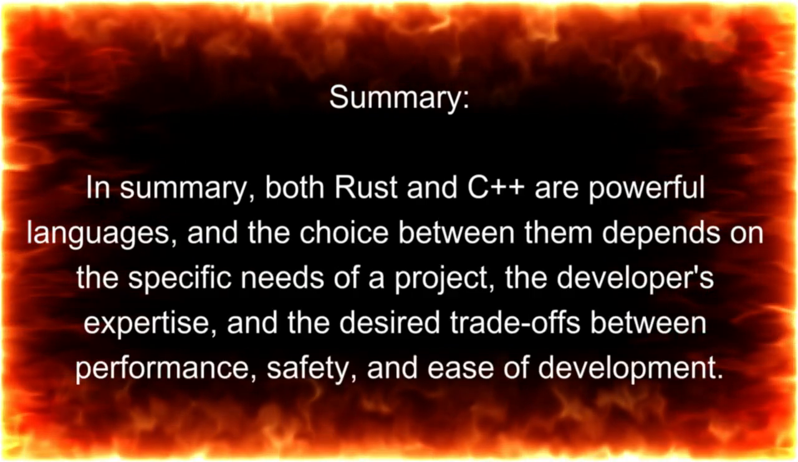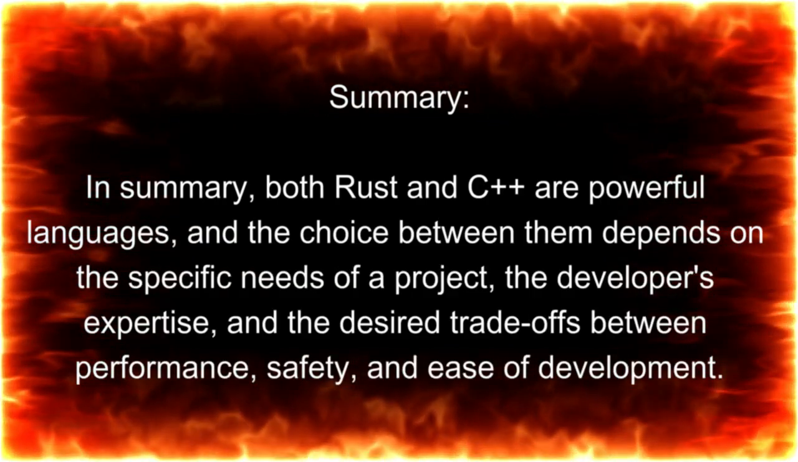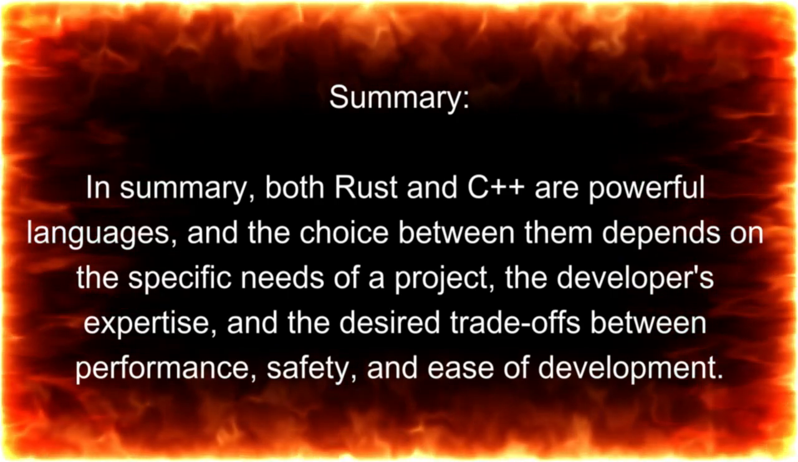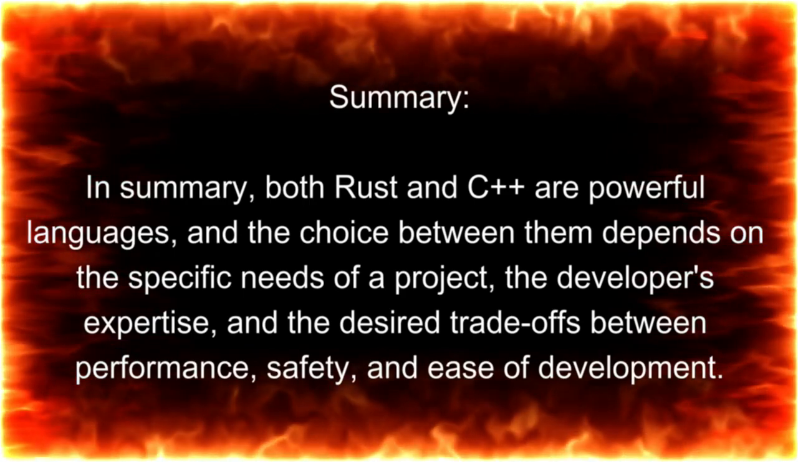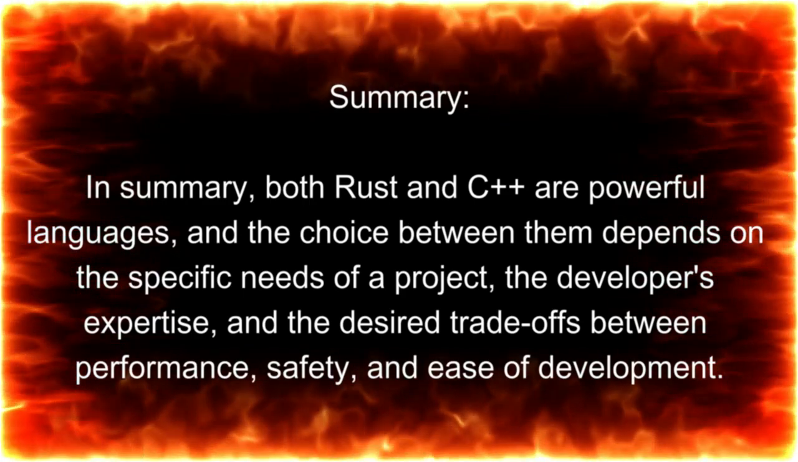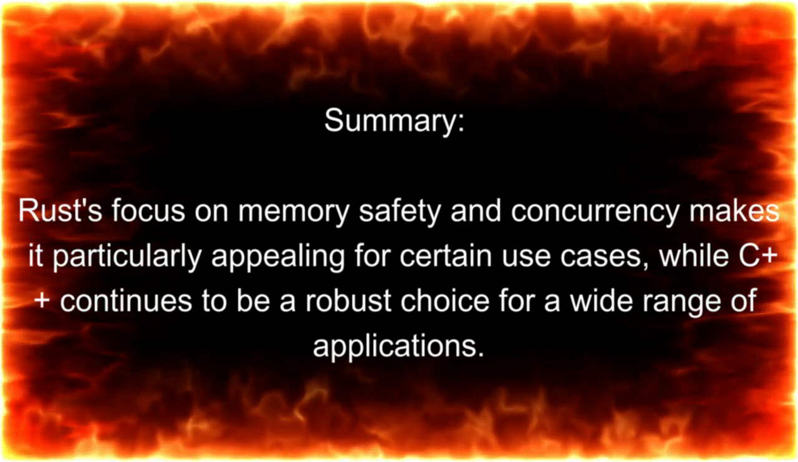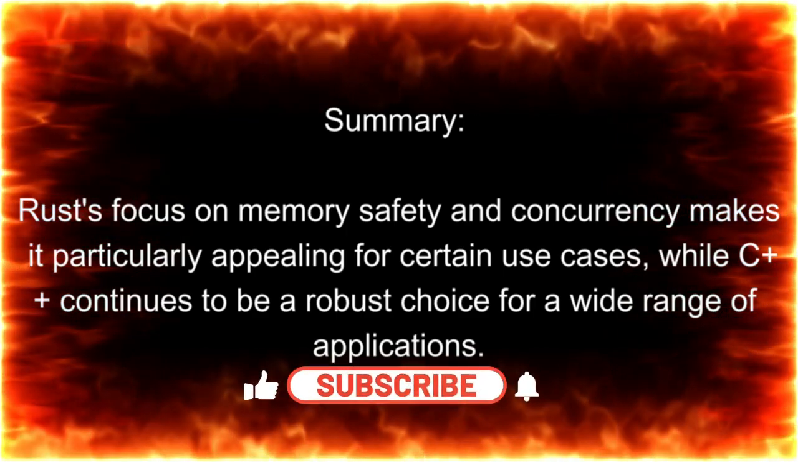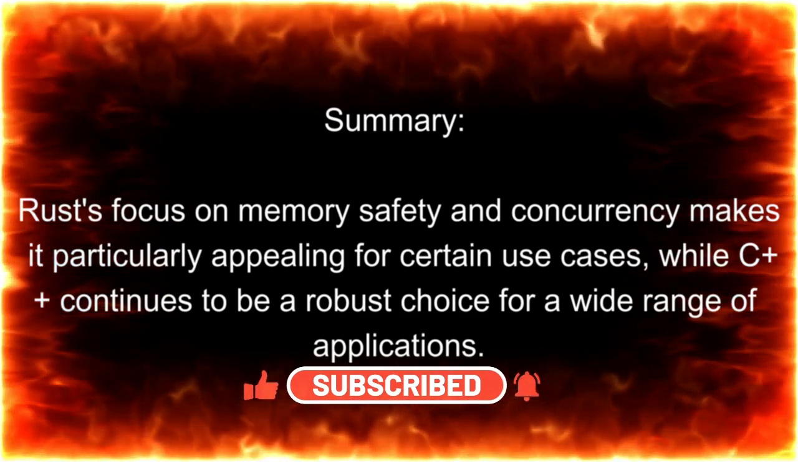In summary, both Rust and C++ are powerful languages, and the choice between them depends on the specific needs of a project, the developer's expertise, and the desired trade-offs between performance, safety, and ease of development. Rust's focus on memory safety and concurrency makes it particularly appealing for certain use cases, while C++ continues to be a robust choice for a wide range of applications.